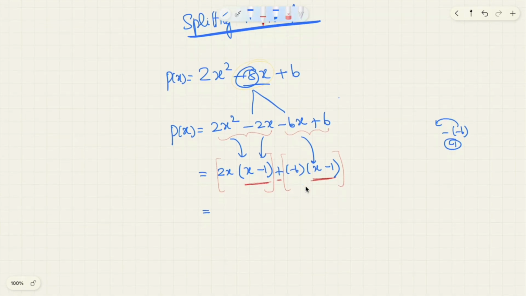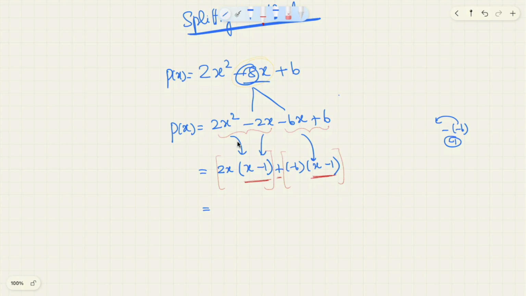So what we can do is pick up this x minus 1 outside, right? We can do that as well. So x minus 1 times, now what is remaining in this term? The factor remaining is 2x, and here we have minus 6. So let's write minus 6 as it is. So p of x has been written as x minus 1 times 2x minus 6.